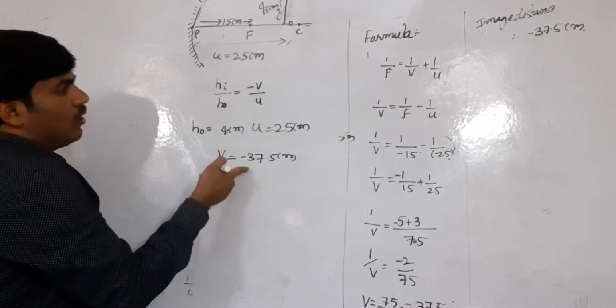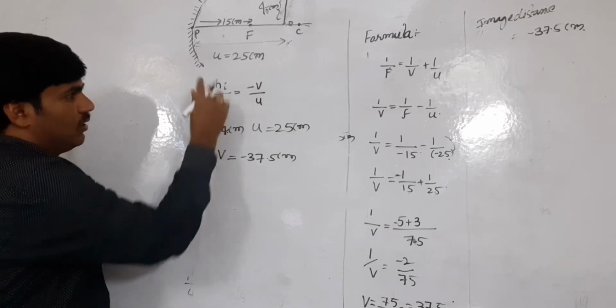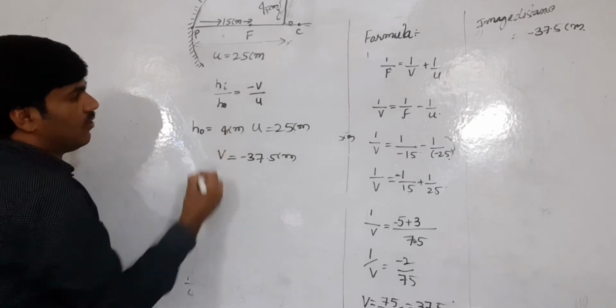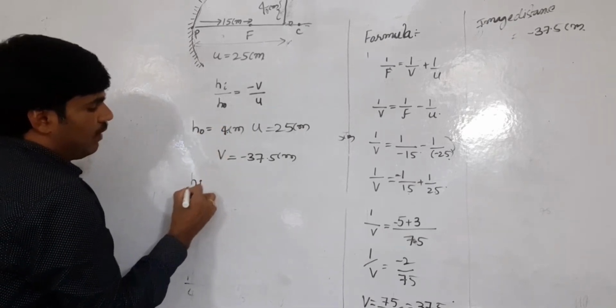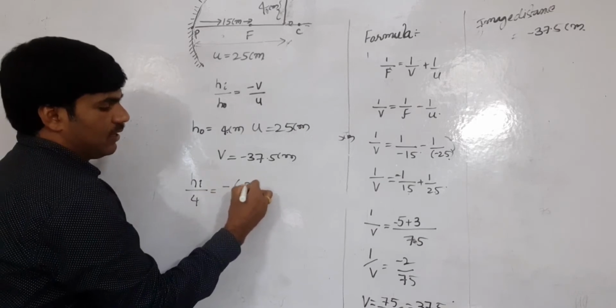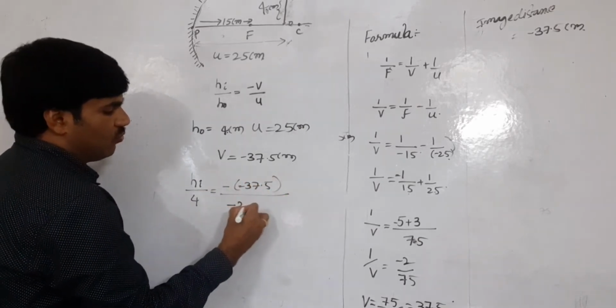Now you substitute the values inside it. You'll get that h_i value, that is the height of the image. Height of the image is how much now? h_i by 4 is equal to minus of minus 37.5 by minus 25.